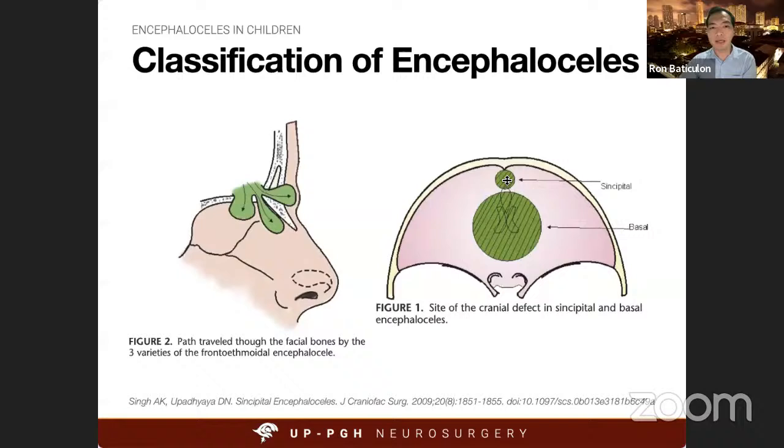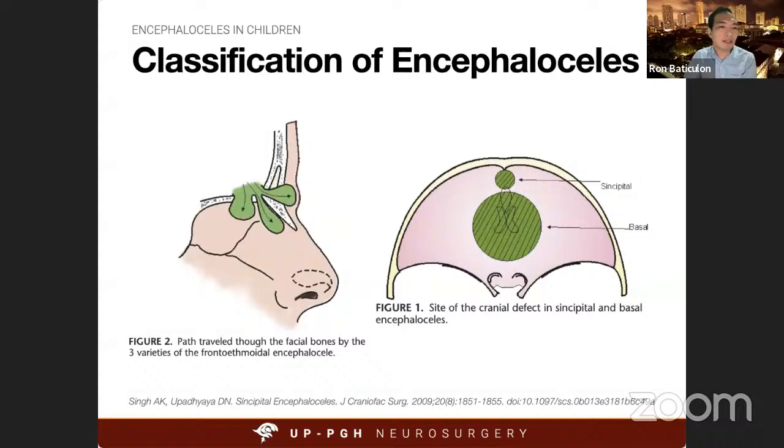Now here on the top view, you can see the basal encephalocele. So the basal encephaloceles, they will not herniate outward. So they don't present as midline nasal masses. Instead, these patients may present with recurrent meningitis or nasal congestion, or they could just be incidental findings on imaging, and then you see an encephalocele.